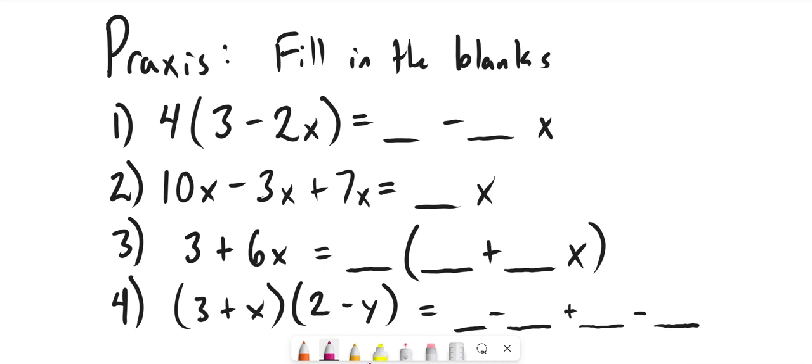Okay, let's see how you did. So the first one, we want to distribute the 4 against both terms. This is going to be a 12, and minus 2 times 4 is minus 8. How do I combine these into a single term? Well, factoring an x out of everything, I would have 10 minus 3 plus 7. Or just seeing these as like terms, I would have 10 minus 3 is 7, plus 7 is 14x.